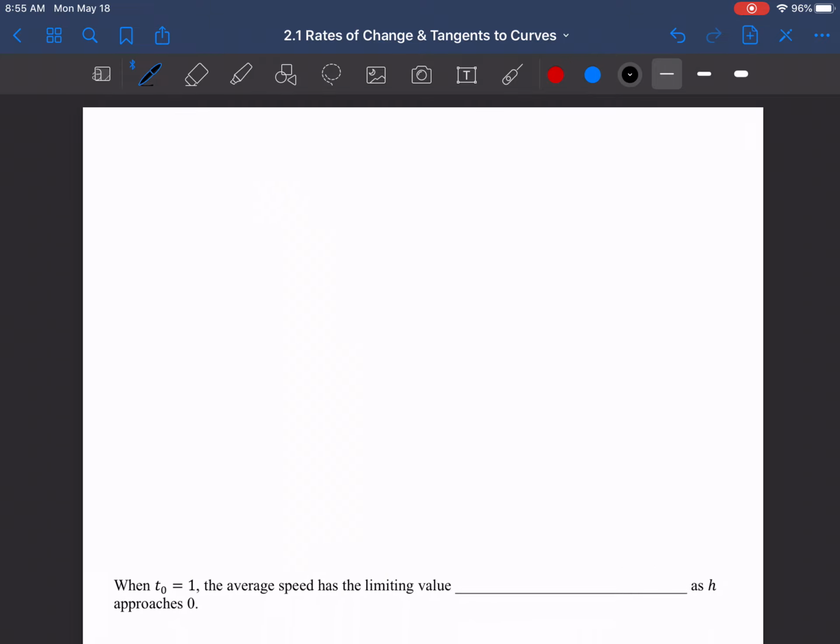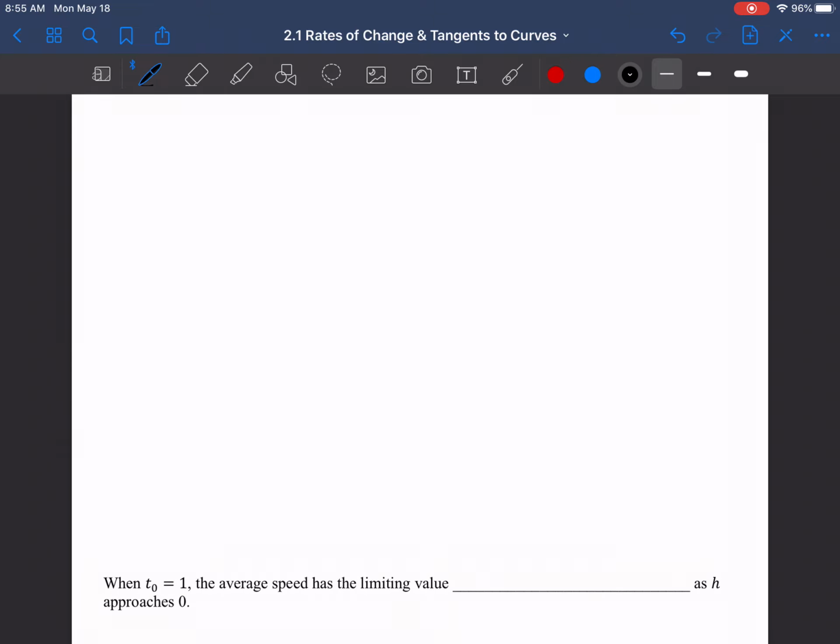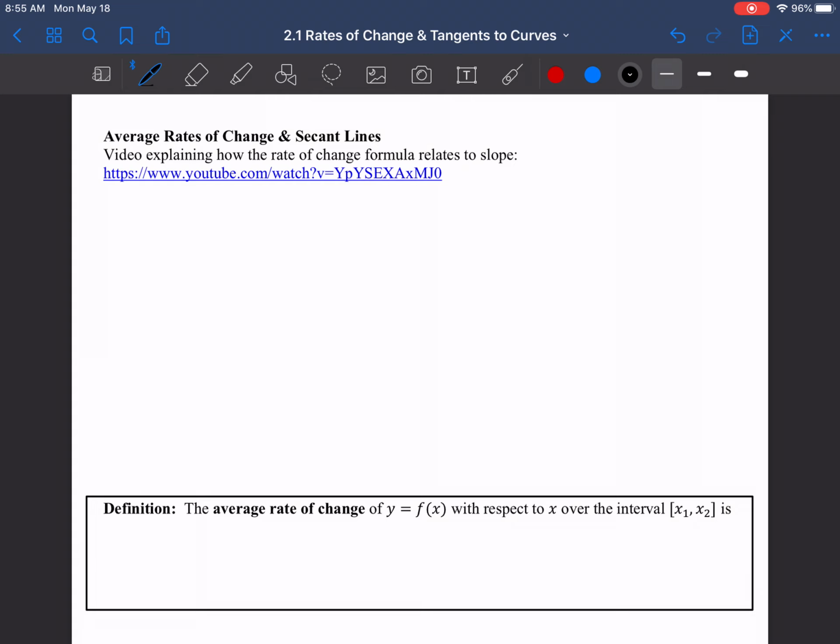And then next, we're not going to mess with this page here. And then we'll go over here. Average rates of change and secant lines. I think I will do this in the next video just so this doesn't get too long. All right, so we'll start there in the next one.